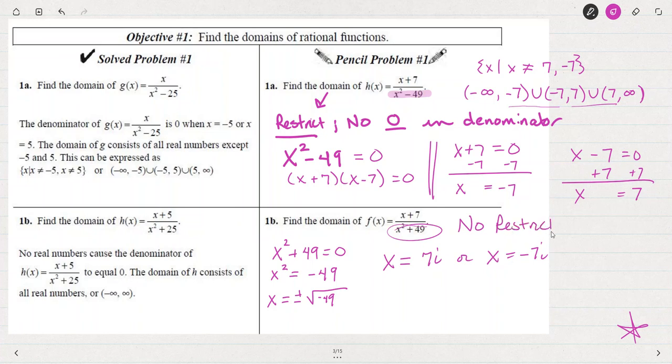If there are no restrictions on the domain, then what we say is that the domain is the set of all real numbers. You can write that with the symbol. This means the set of all real numbers. Or we could say the domain in interval notation is negative infinity up to infinity.